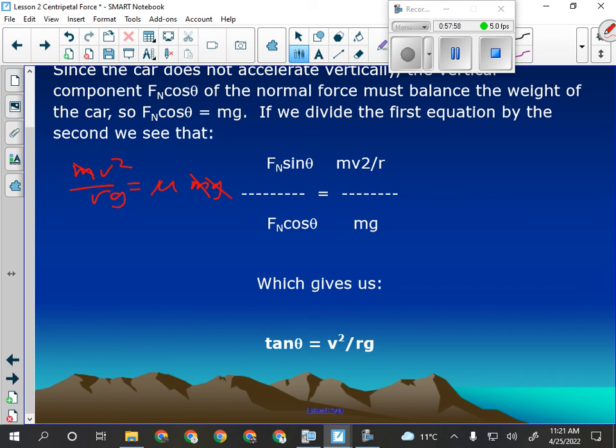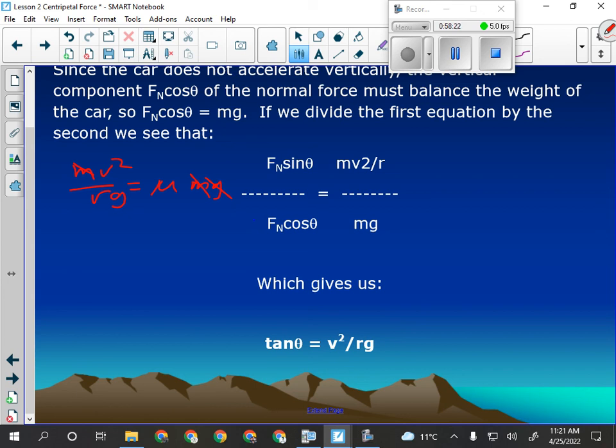It's v squared over r times g, right? Regardless of which corner you are dealing with, the things that affect either the coefficient of friction or the angle of bank are speed, radius, and gravity. So does that mean the coefficient of friction and the angle are the same? They're not the same because they're not the same kind of corner.